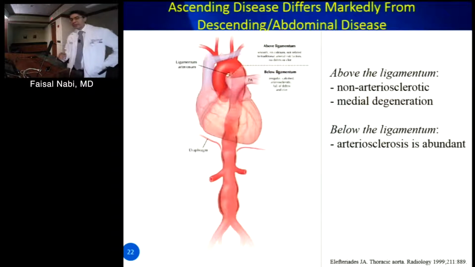Now, what's interesting is that disease in the thoracic aorta is different, whether it's ascending or descending. Disease above the ligamentum arteriosum, or ascending aortic disease, tends to be non-atherosclerotic; its etiology is medial degeneration of the elastin fibers in the media, and again, this is usually with some sort of congenital or familial or genetic abnormality. Whereas below the ligamentum arteriosum, in the descending thoracic aorta, this is an atherosclerotic disease.